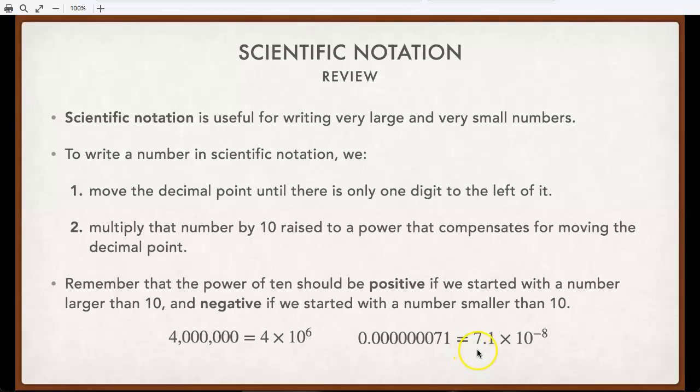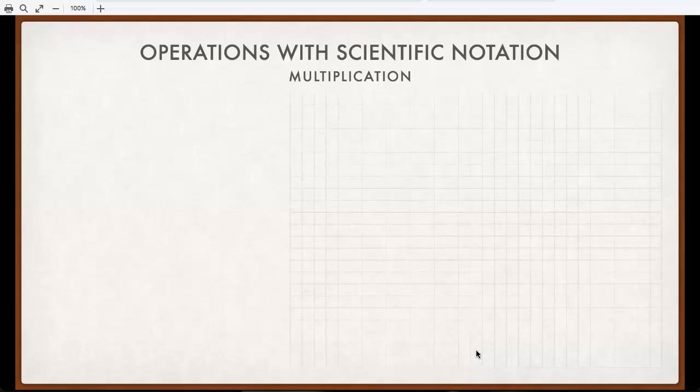And again, notice that I moved the decimal point only until I had just a single digit to the left there. It's still fine to have other digits after the decimal point, but there should only be one in front of it. All right, how do we multiply two numbers using scientific notation if we want to multiply two very large or very small numbers?